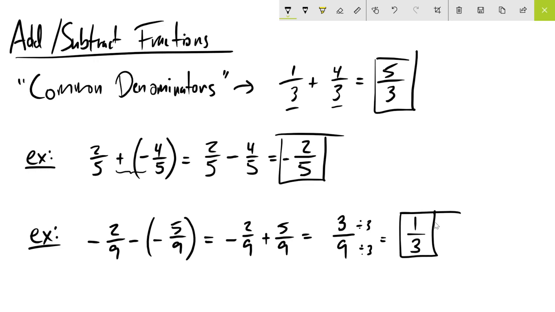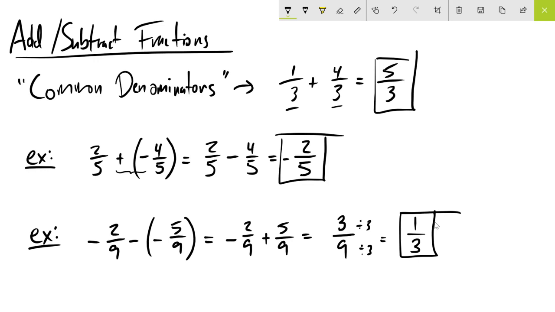Yeah? You guys feel pretty comfortable with that? Adding and subtracting fractions that have like denominators. As long as they have the same denominator, it's really straightforward. You just add or subtract the numerators, the denominators don't change, and you might just have to pay close attention to the signs, because sometimes negatives can give us problems, but the rules don't change for the addition and subtraction in the numerator.